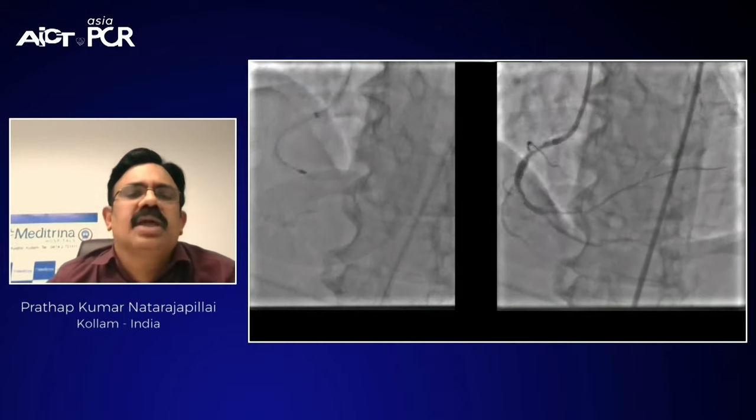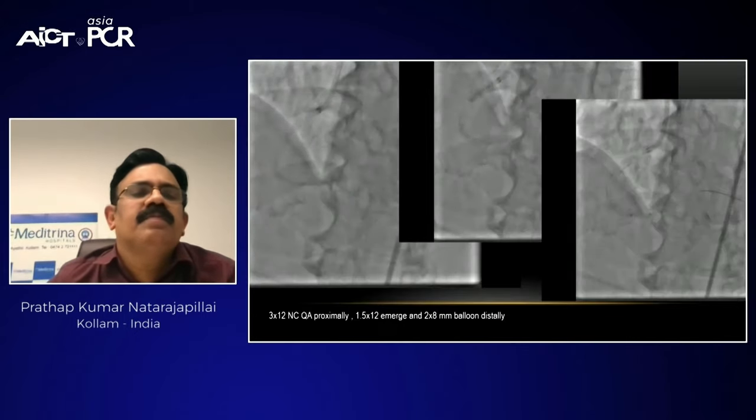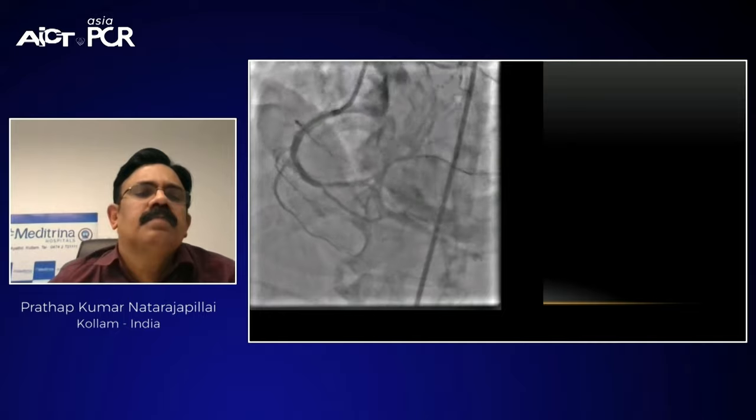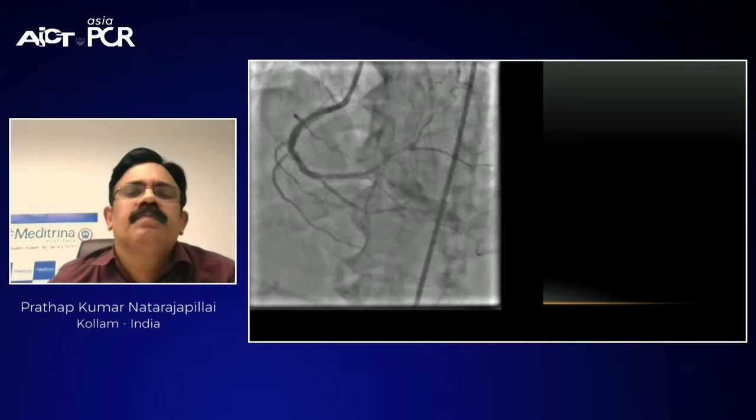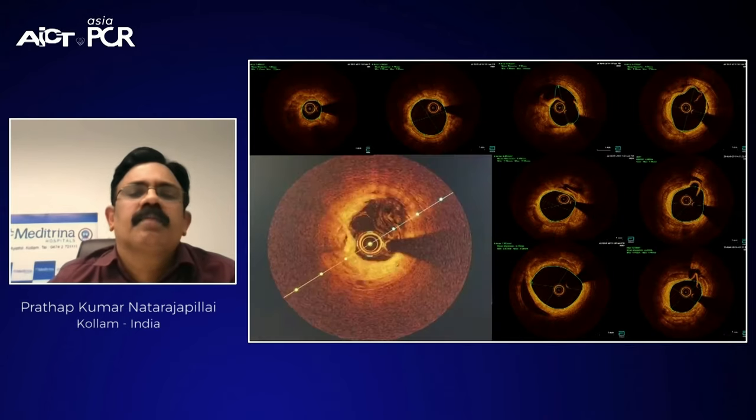So we actually saw balloon dilatation, multiple balloon dilatation. We did an OCT. OCT was showing next. We can see a significant block with a lot of calcium.